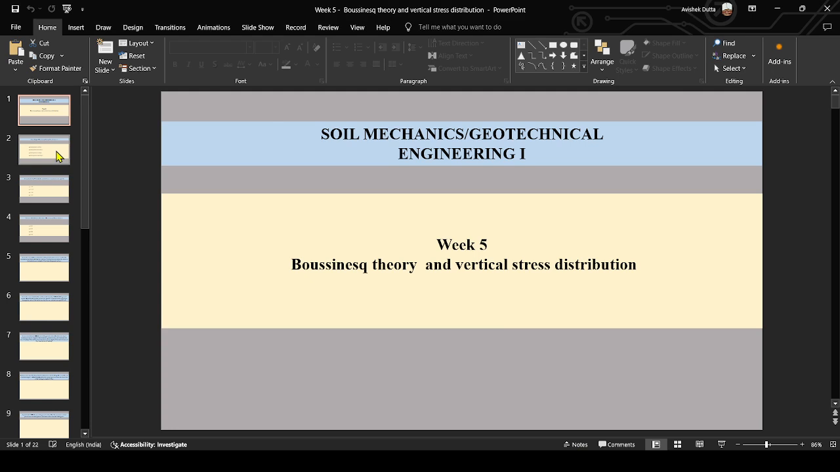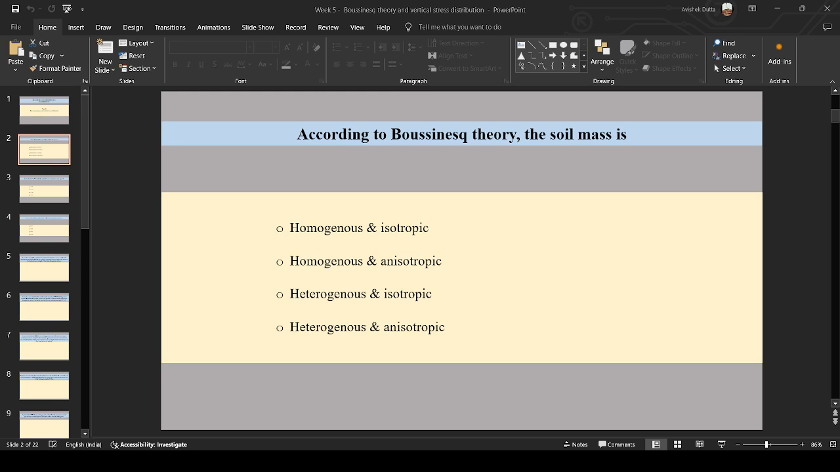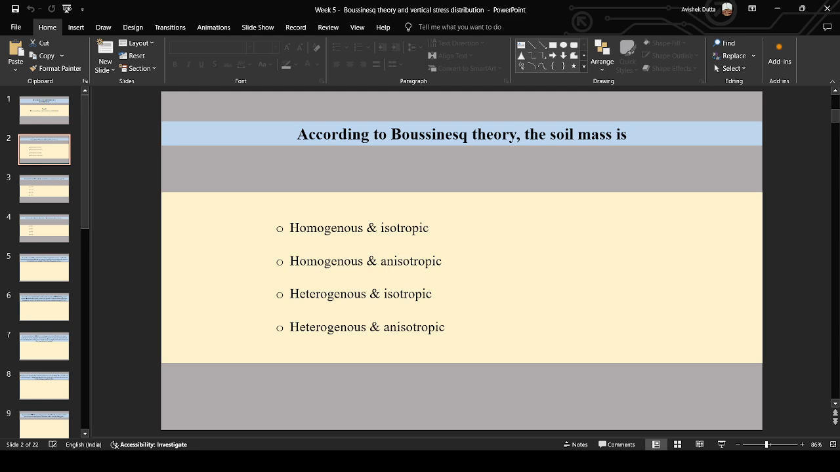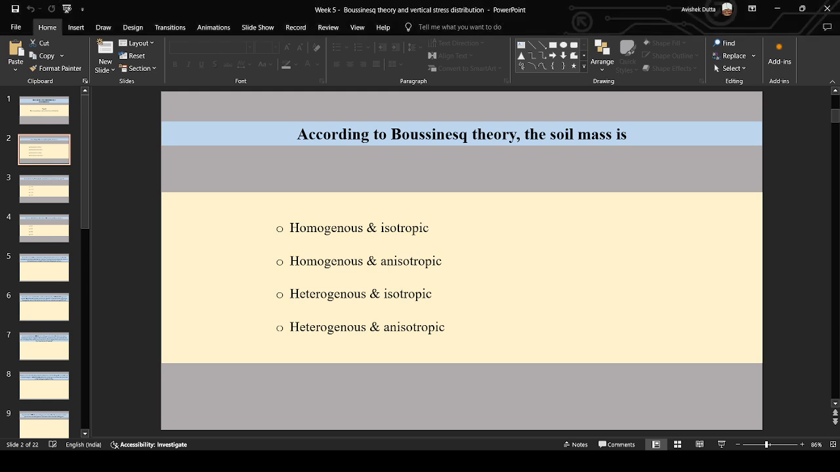The first question is, according to Boussinesq theory, the soil mass is. Your options are homogeneous and isotropic, homogeneous and anisotropic, heterogeneous and isotropic, or heterogeneous and anisotropic.